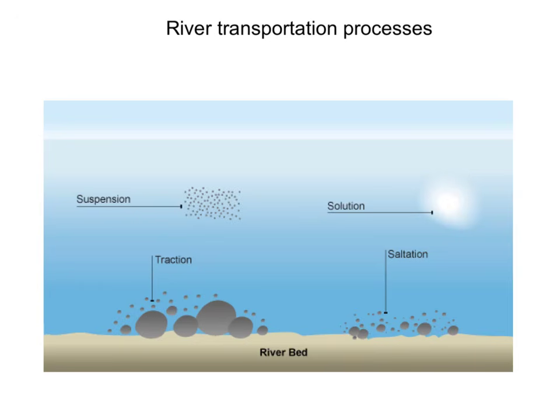Okay, now let's have a think about some river transportation processes. In other words, how do rivers move the material or load that they've eroded further upstream? We've got four processes we're going to talk about. We're going to do these in size order. So first of all, we're going to talk about traction.